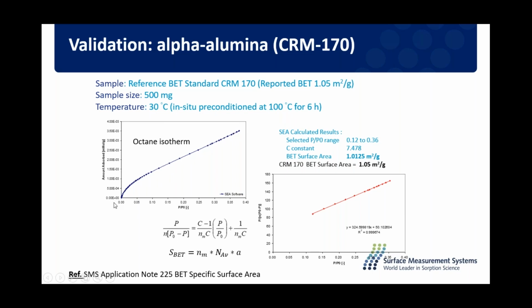You can see it has the right shape, which means it has this hump, and it's concave instead of convex. That would indicate a type 2 or monolayer type formation. And then I can apply the BET equation, as you can see on the right graph. You can see we get a BET surface area of 1.01, which is in very good agreement with the 1.05 reference value for this material. Further details can be obtained in SMS application note 225.